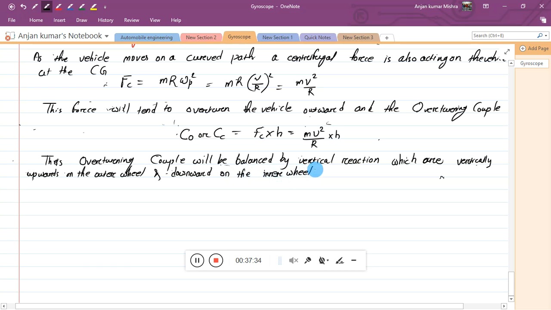Okay, so simply the centrifugal couple will be clockwise if you are viewing from the rear end. So this will be anti-clockwise.